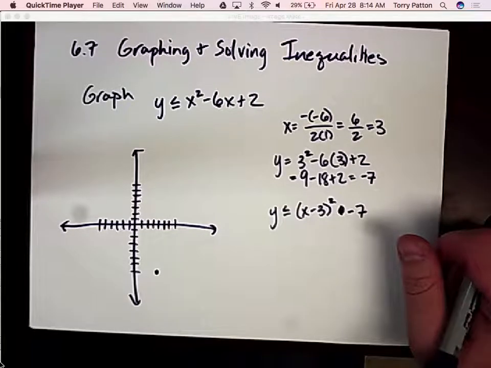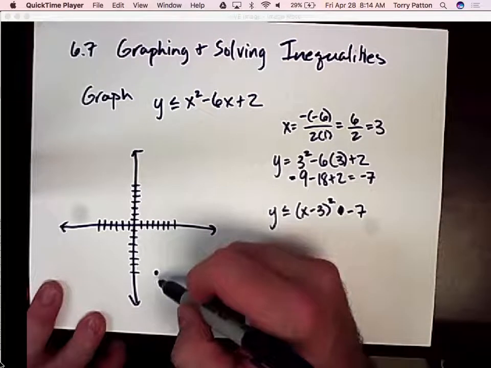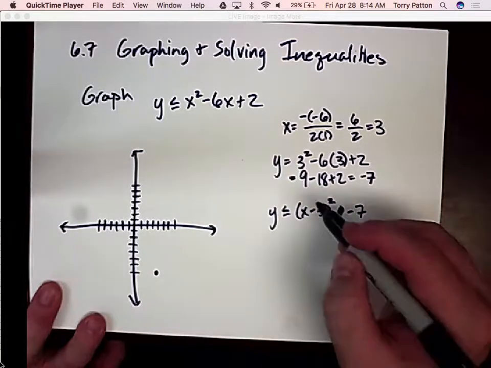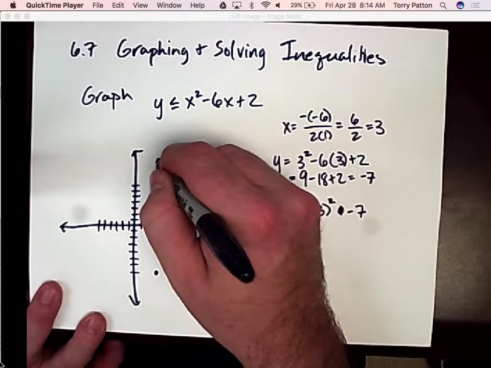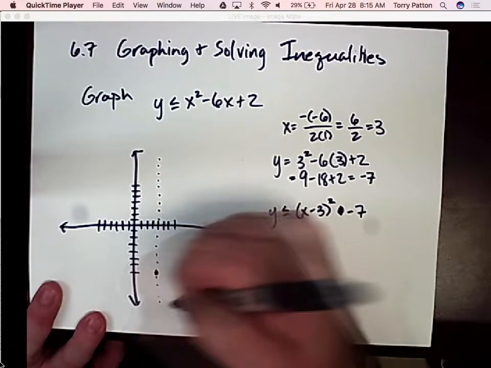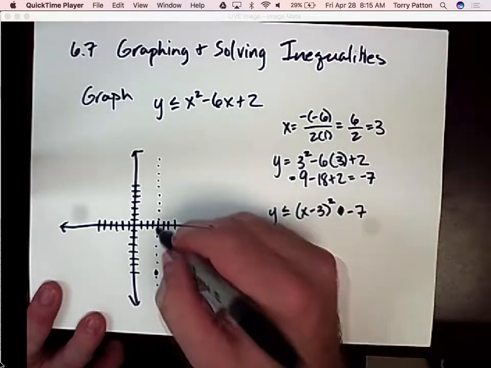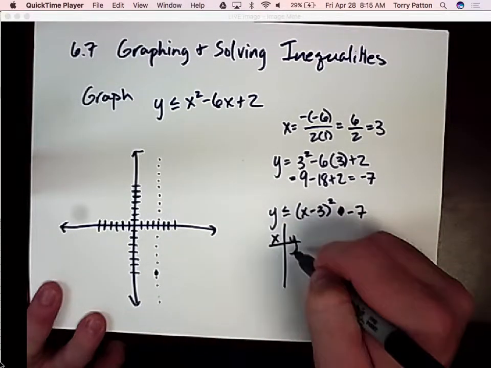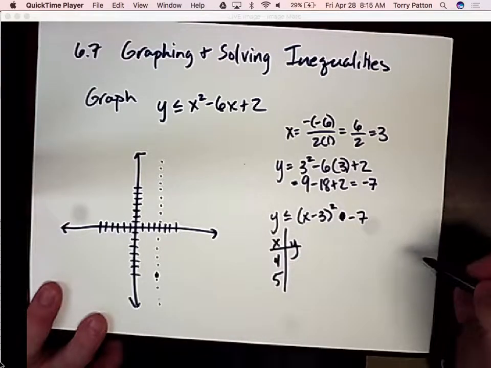So, okay, so here's the vertex. Does it open up or down from there? Opens up. Okay. And here's your axis of symmetry. Right? So I would do 2 points to the right. So I would do a T-chart with 4 and 5.